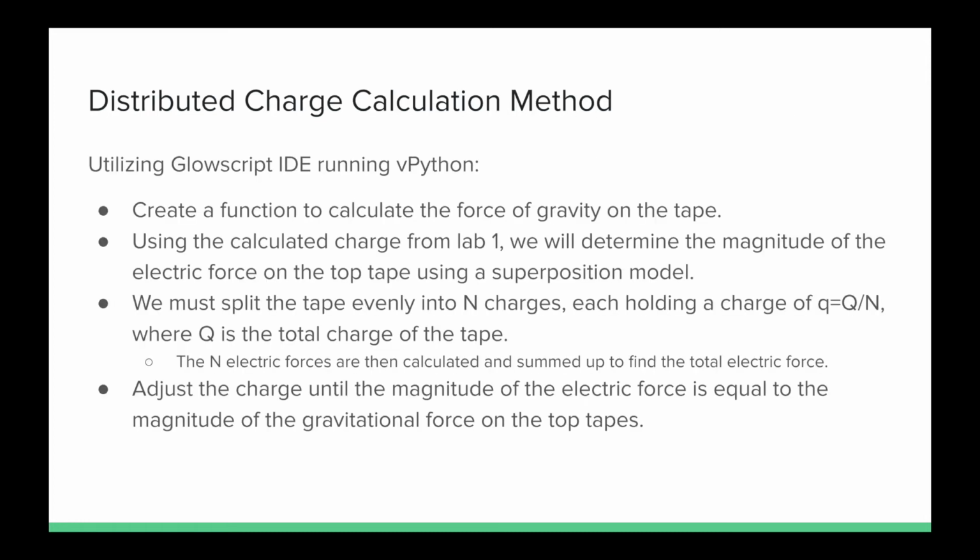In order to calculate the charge of the tape more accurately, we will be using a distributed charge calculation using GlowScript and VPython. We will first create a function to calculate the force of gravity on the top tape. Next, using the calculated charge from Lab 1, we will determine the magnitude of the electric force on the top tape by using a superposition model.